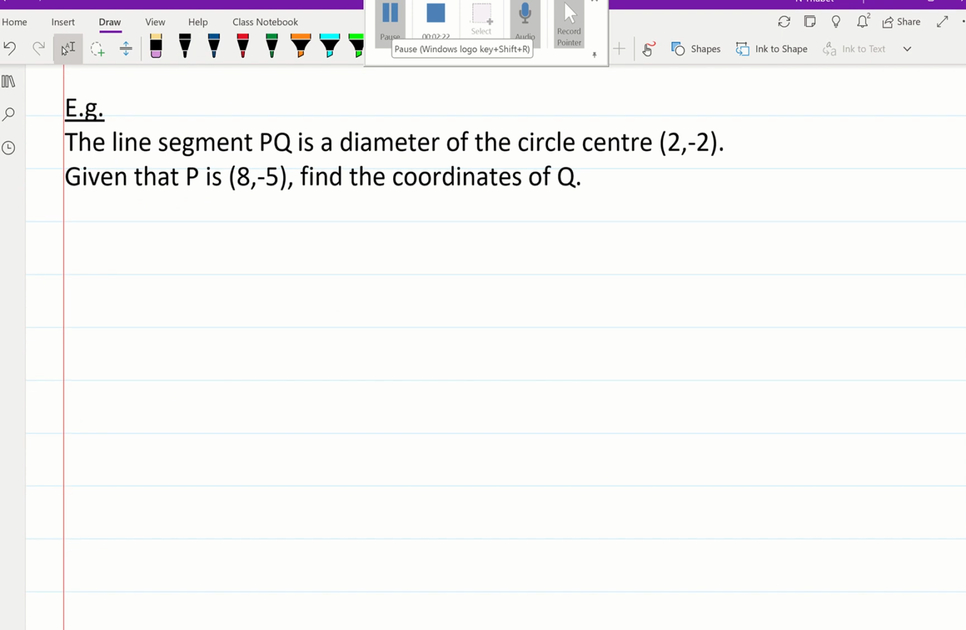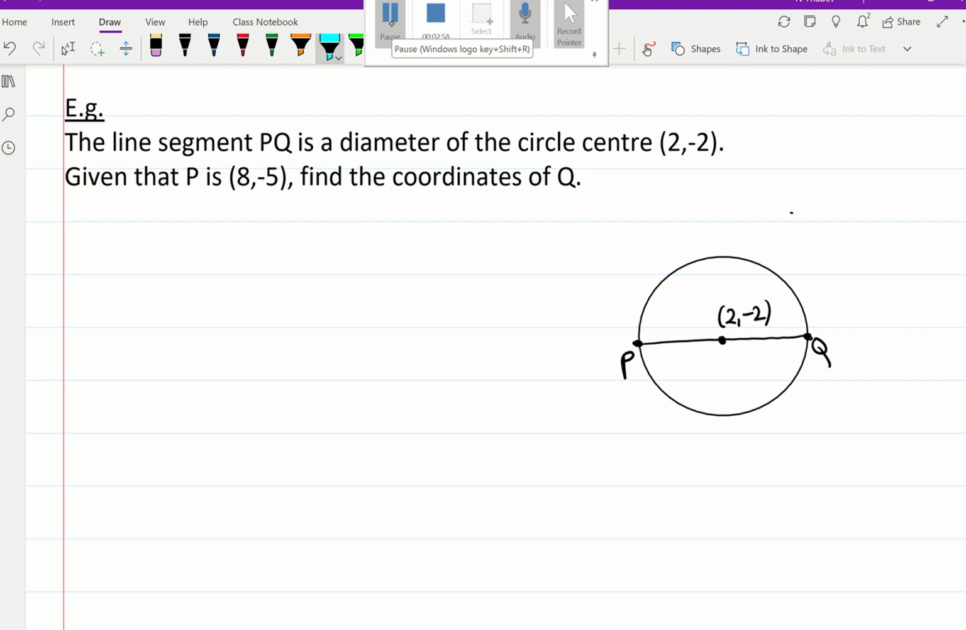The second question says the line segment PQ is a diameter of a circle. The center of the circle is (2, -2). Given that P is (8, -5), find the coordinates of Q. Now you may wish to draw a sketch just to see what they're talking about. PQ is a diameter, so it goes from one end of the circle to the other. The center of the circle, so the middle, is (2, -2).